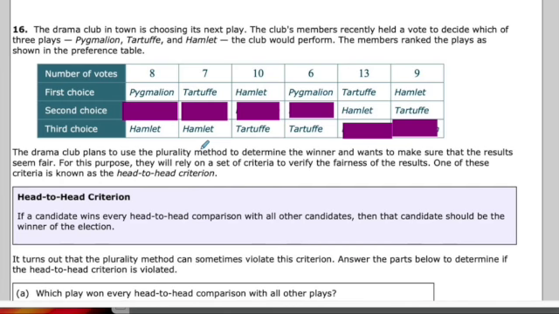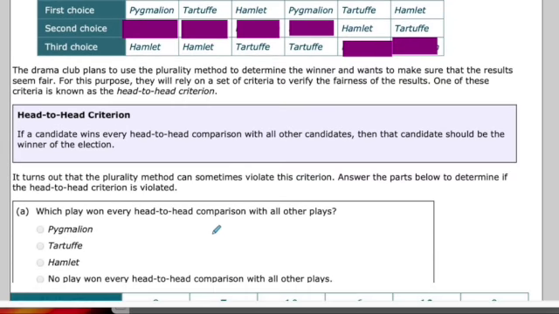Plurality is just who got the most first place votes. So I'm going to go ahead and get ready for the first place votes for the parody. We're just looking at that part just to compare them. Now, usually when we're using just plurality, they want to make sure that everything's fair. So the head-to-head criterion allows you to use pairwise comparisons to compare 2 out of the 3 things together to see who would win, just looking at who's got the most votes for each column. So let's do head-to-head comparisons.